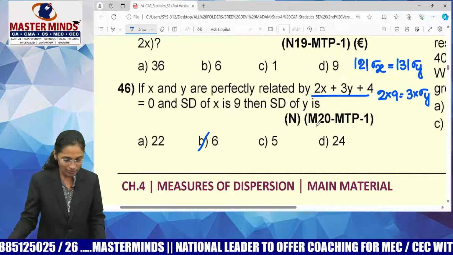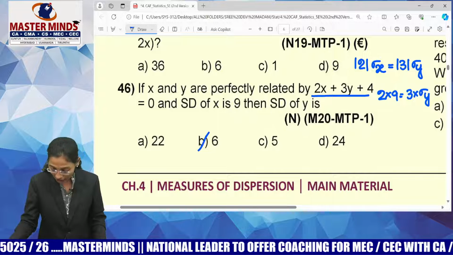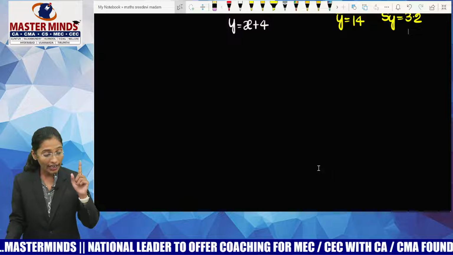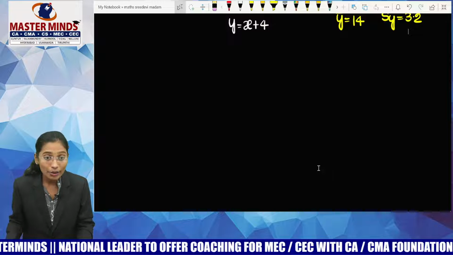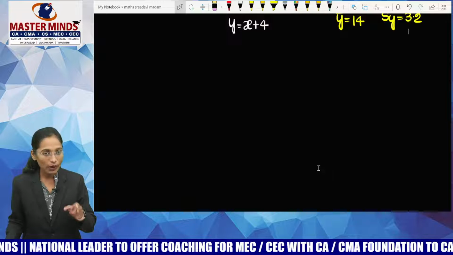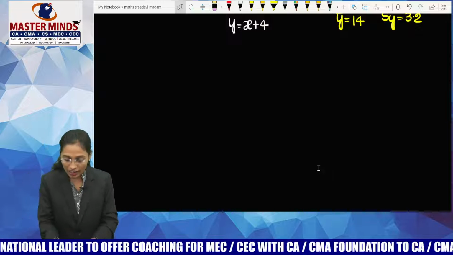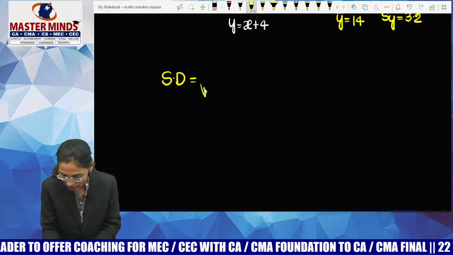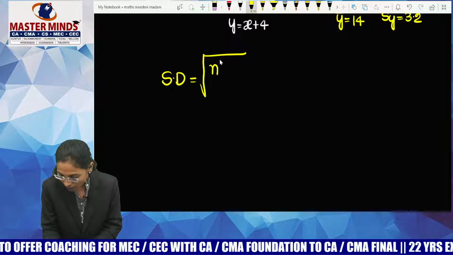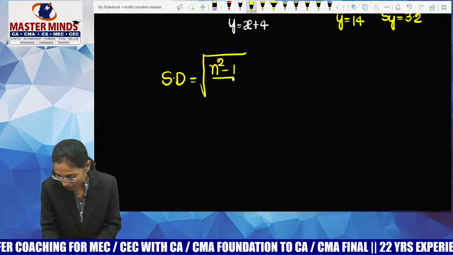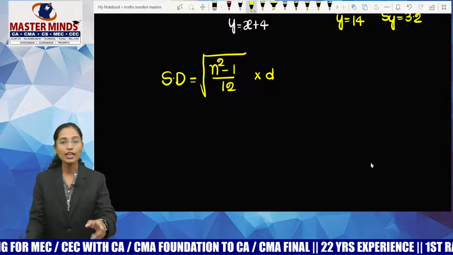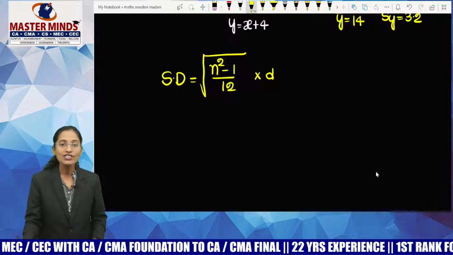Now let's go for the next MCQ. Before that, I must tell you another important formula, guys. If the observations are in AP, the formula to calculate mean deviation is (n square minus 1) by 4n into D. If the observations are in AP, standard deviation equals square root of (n square minus 1) by 12 into D. This is the formula to calculate standard deviation.